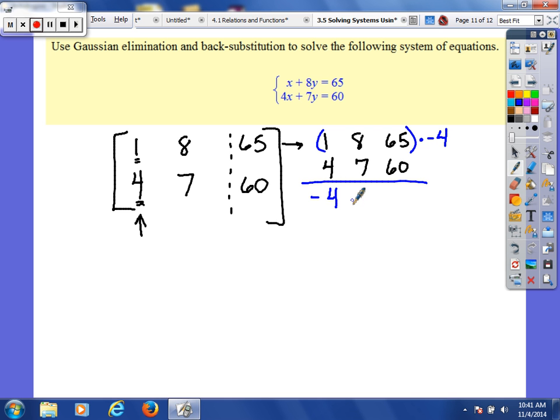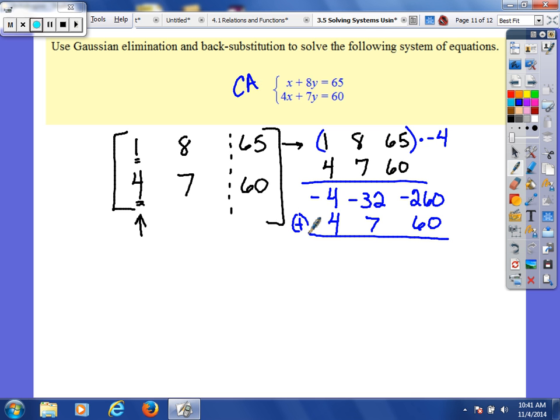So your first row becomes negative 4, negative 32, and then here you got a little bit of arithmetic, so 20, 24, 260. Okay? And then you got 4, 7, and 60. And to be honest with you, I pulled this straight off college algebra. That's a college algebra problem. Okay? Straight off their assignment.